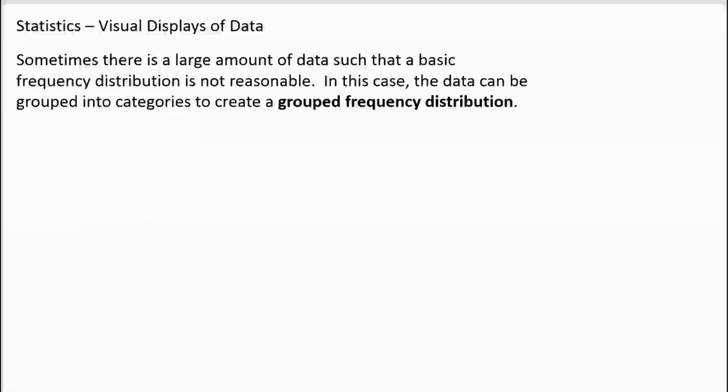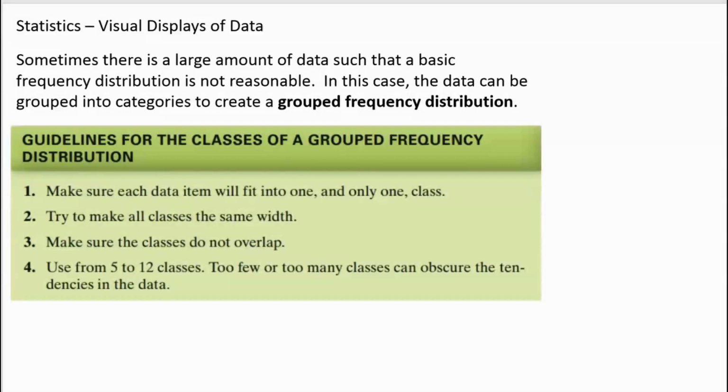Now, sometimes there's a large amount of data such that a basic frequency distribution is not reasonable. In this case, the data can be grouped into categories to create a grouped frequency distribution. So sometimes you can't just list it like we did, and you'll see what I mean with an example. We're going to try a grouped frequency distribution, but before I do that, let me give you some guidelines.